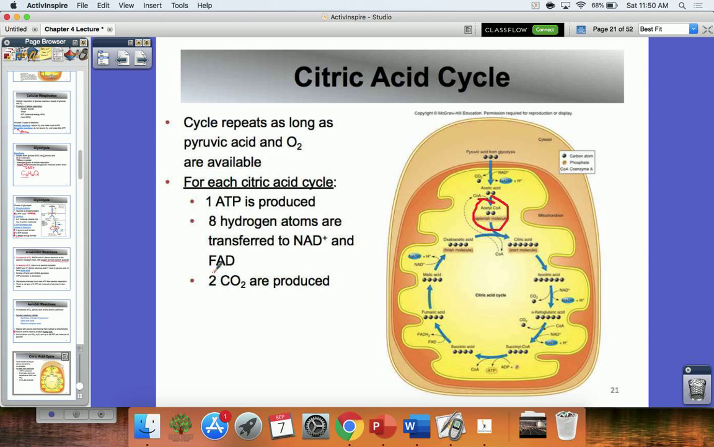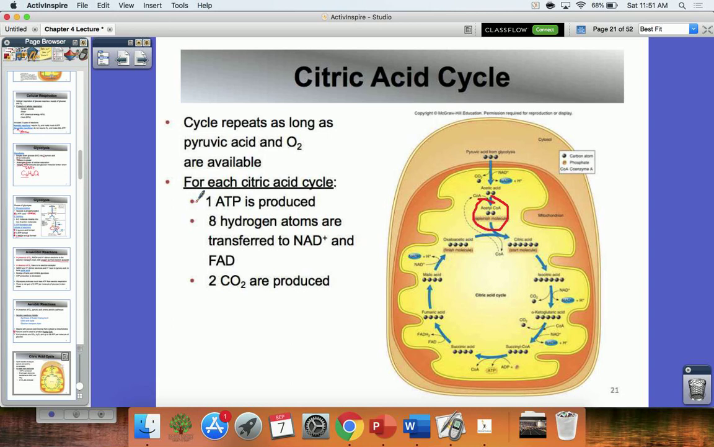So, the question that I like to ask here, you may want to pause so that you can think. Pause the video for a second. We just said that one pyruvic acid molecule is going to enter into the citric acid cycle and is going to produce 1 ATP. The question is, how many ATP are produced in the citric acid cycle from one glucose molecule? And I'll repeat that question. How many ATP are produced during the citric acid cycle from one glucose molecule?